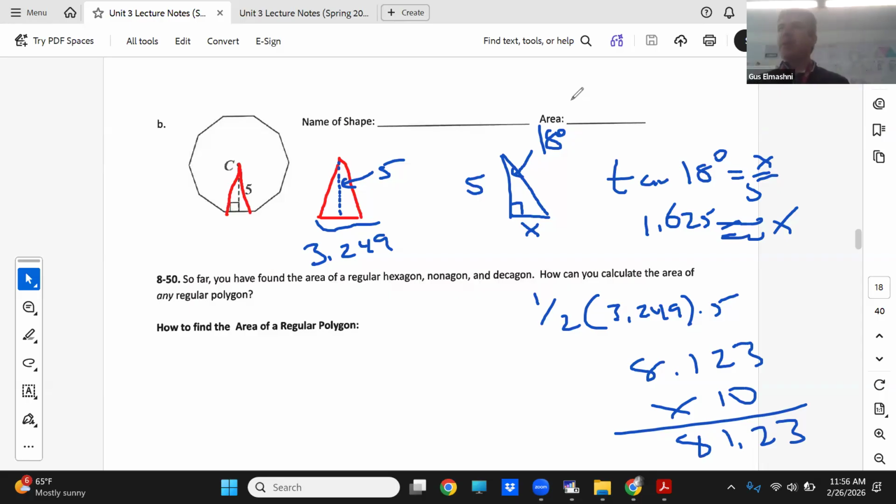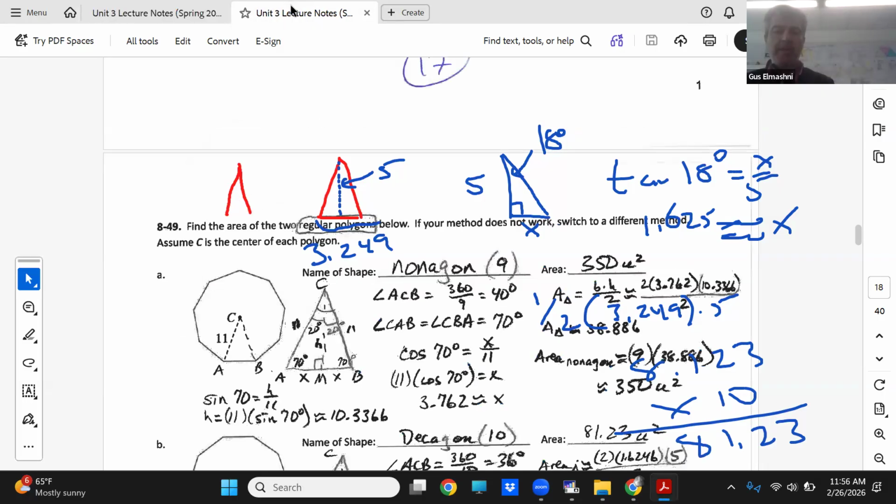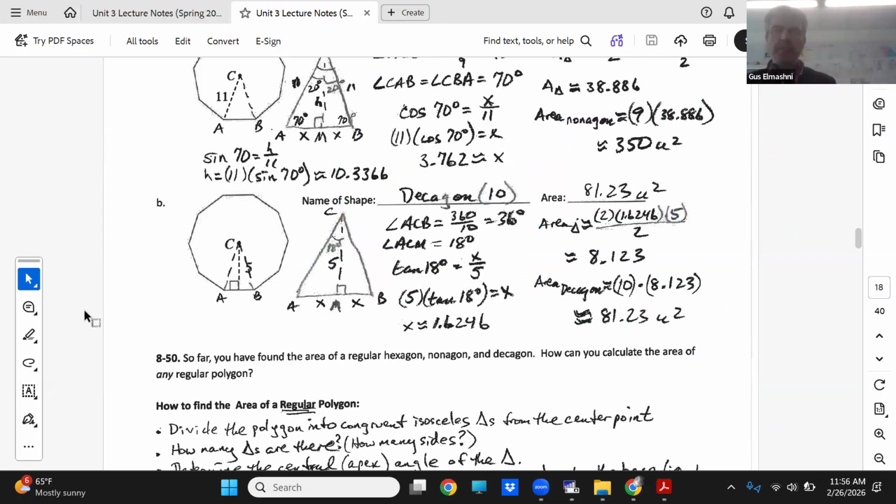Once you get very good with this, you can start moving faster. So notice I found the angle, did trig, and found the area. Remember, this is a decagon, so it should be 81.23. Let me show you the solution key as well, a cleaner one. So here we go. That's the solution right there. 36 degrees for the central angle, but half is 18. Tan 18 is x over 5, solve for x, double it up to get the base, and multiply by 10 to get the total area.